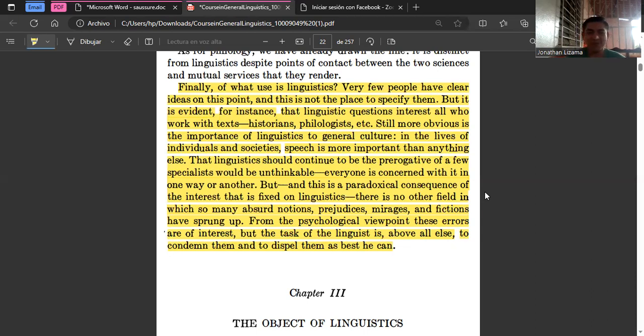Pero veamos qué dice este concepto que yo me encontré en parte de ustedes. Dice, finally, what uses linguistics. Así que al final, ¿por qué utilizamos la lingüística? Veamos qué nos dice Ferdinand de Saussure. Very few people have clear ideas on this point, and this is not the place to specify them. But it is evident, for instance, that linguistic questions interest all who work with text. Mira lo primero que dice. ¿Para qué utilizamos la lingüística entonces?